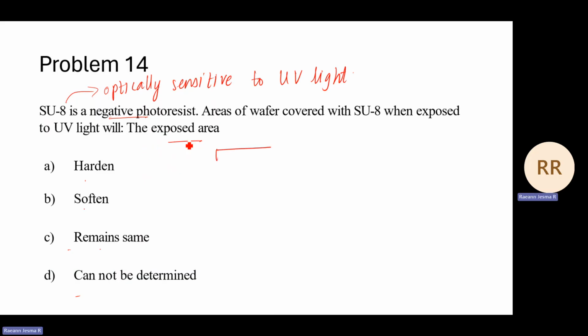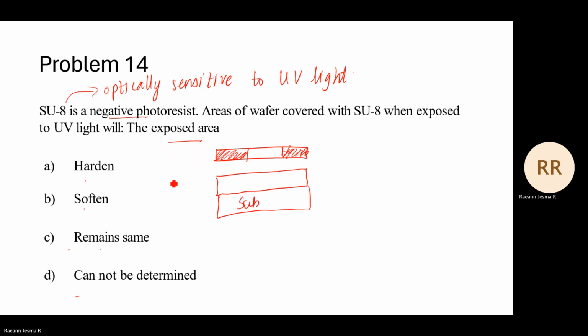Okay, so if you have a mask like this, and this is a region which is opaque, having chrome, and you have your SU8 coated substrate. Since SU8 is a negative polymer, in the regions where the light gets exposed, the SU8 will harden and it will remain. This is due to the cross-linking process.